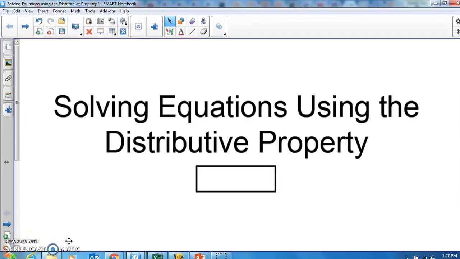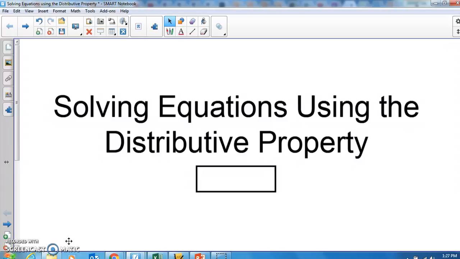All right, we're going to continue on with the next phase of the equations. We're going to move on to what's called solving equations using the distributive property. All of you should know what the distributive property is, and we're just going to apply that process to solving equations. You've worked with one-step equations, often called simple equations.